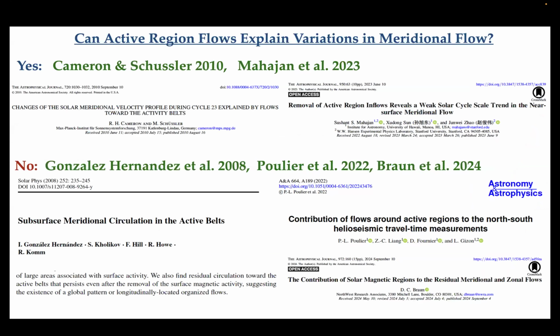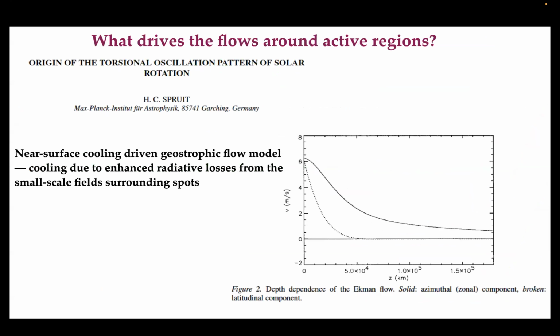So now let me skip this. And now to address the main question, can these active region flows really explain the overall global variations in meridional flow? I answered so far in an assertive manner that it can, but the literature is not really conclusive. There is a lot of debate on this question. So there are answers both ways. So now in the last few slides, let me address this question.